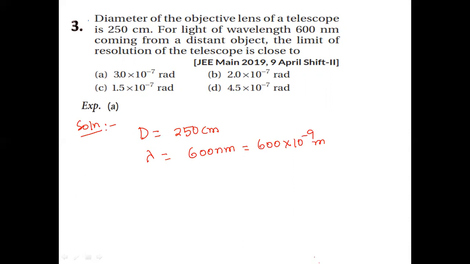They are asking what is the limit of resolution, that is theta r. We know the formula that the limit of resolution theta r is equal to 1.22 lambda by capital D. They gave all the values, lambda and capital D. Convert this diameter into meters.